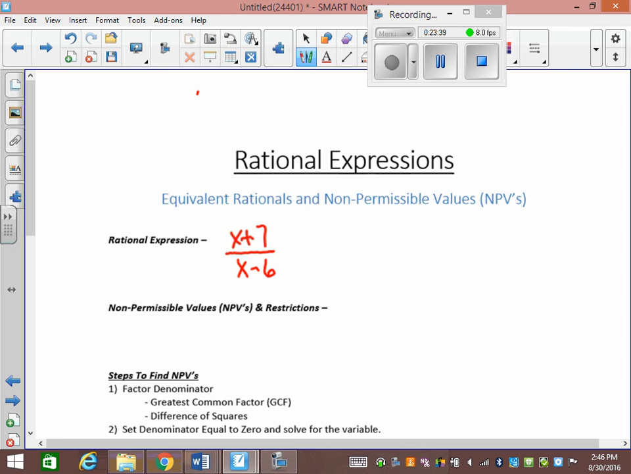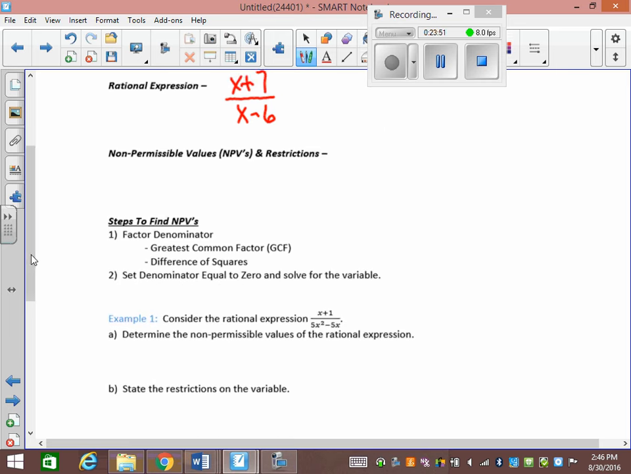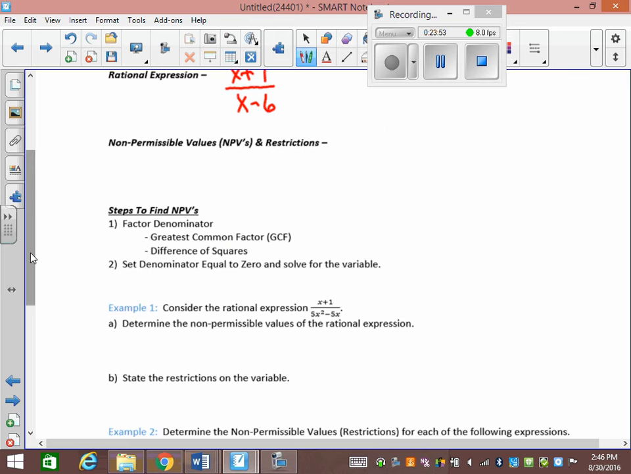Non-permissible values, or restrictions, come up whenever you have a variable in the denominator, so a variable in the bottom of your rational expression. Because what can a denominator never equal? Zero. The denominator can never equal zero. So a non-permissible value is whatever x can't be, because if it was that, your denominator would be zero.